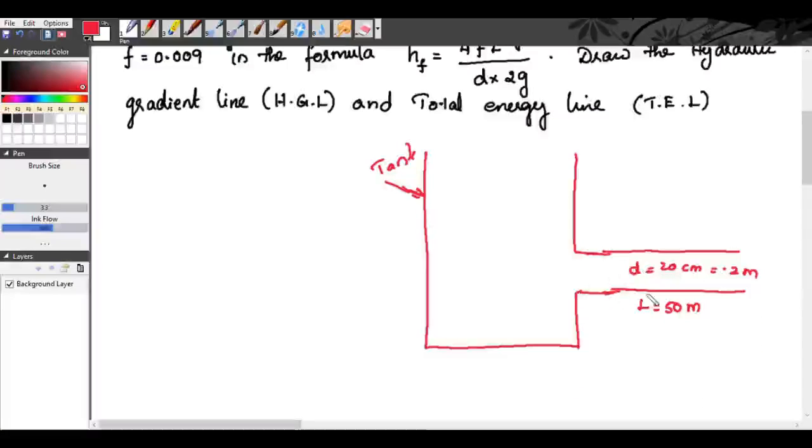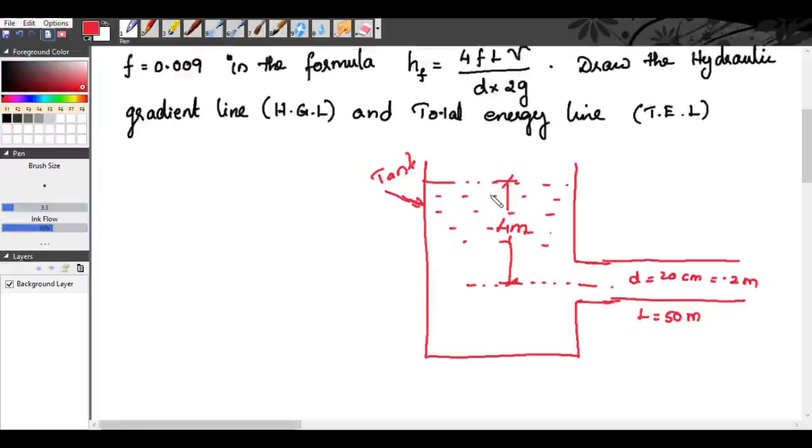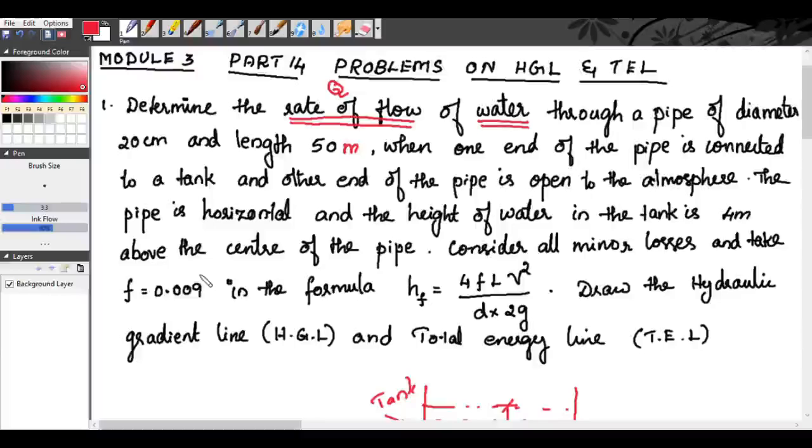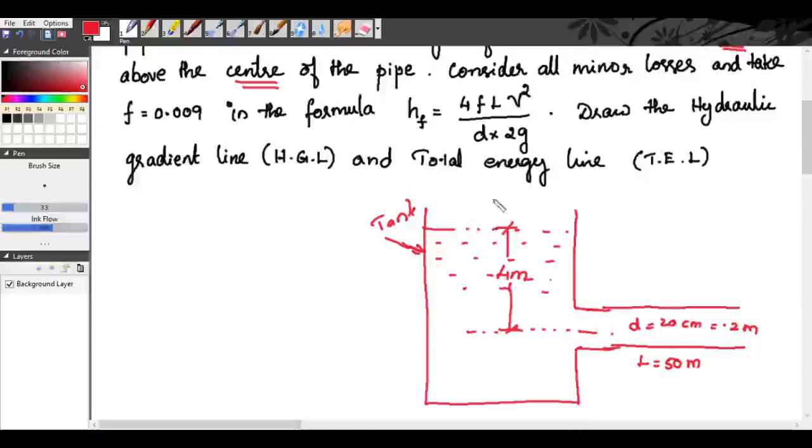The pipe is horizontal and the height of water in the tank is 4 meter means, see, from this center line of the pipe, the height of the water in the tank is 4 meter. That is the meaning of that. So this distance is 4 meter above the center of the pipe.